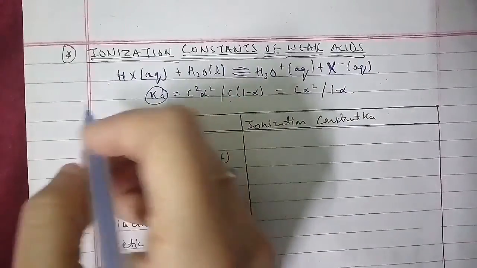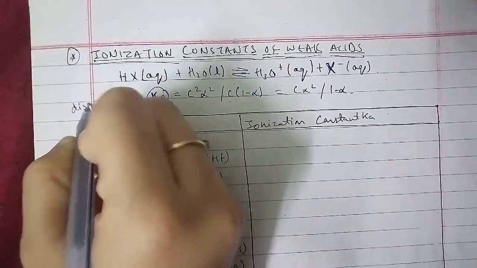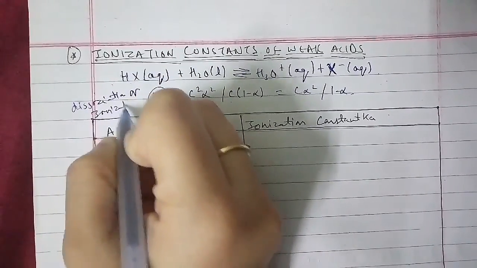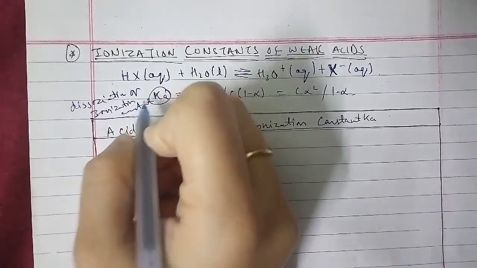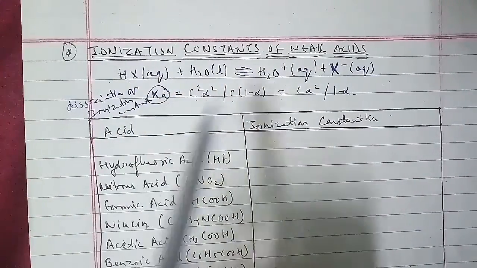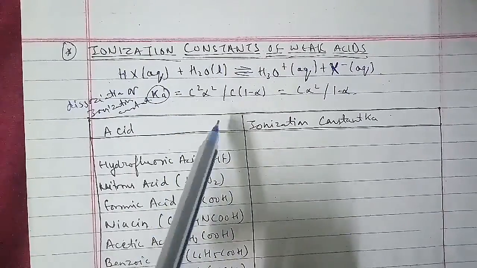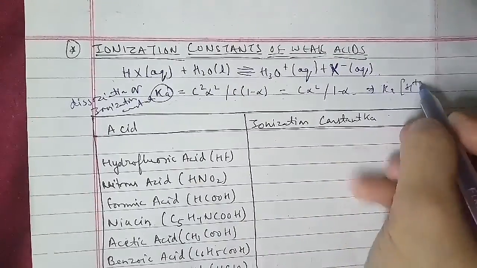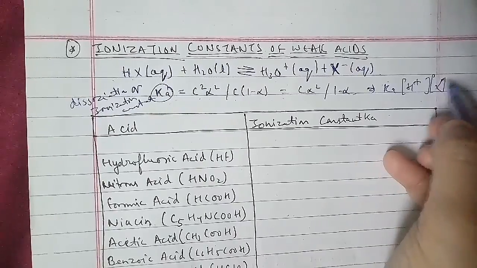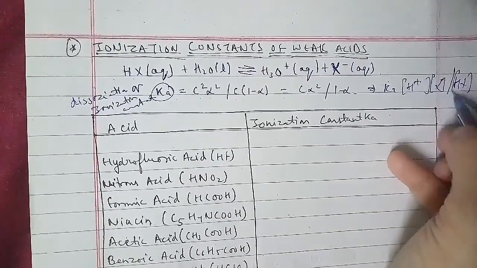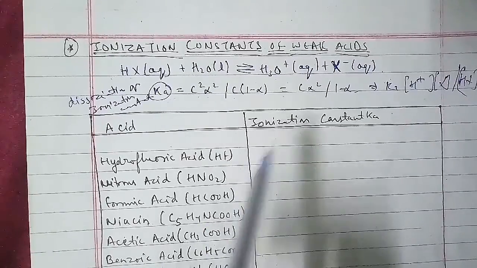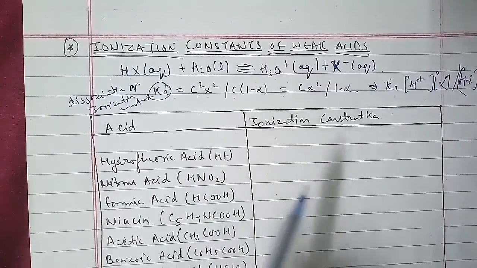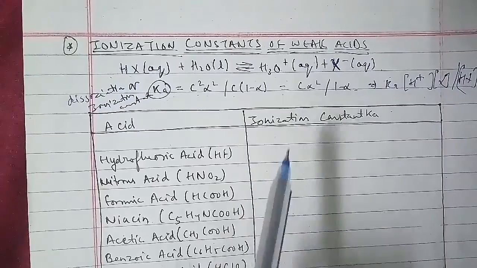Like we'll discuss some of the ionization constants of some selected weak acids at a temperature of 298 Kelvin here. These are the acids that have been given, and this is the ionization constant Ka. We have to write it down. The first is hydrofluoric acid, that is HF, nitrous acid, that is HNO2, formic acid, that is HCOOH, and niacin, that is C5H4NCOOH, acetic acid CH3COOH, benzoic acid, that is C6H5COOH, and hypochlorous acid, that is HClO, and hydrocyanic acid, that is HCN, and phenol, that is C6H5OH. Now we'll write down the ionization constants for all these.